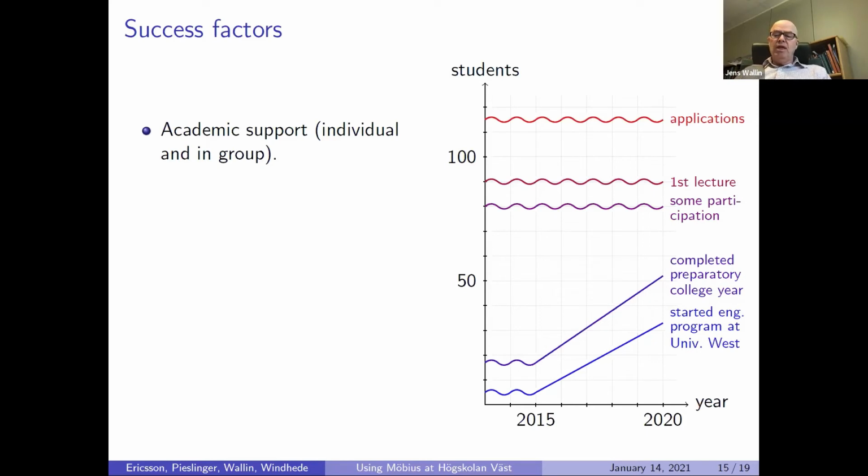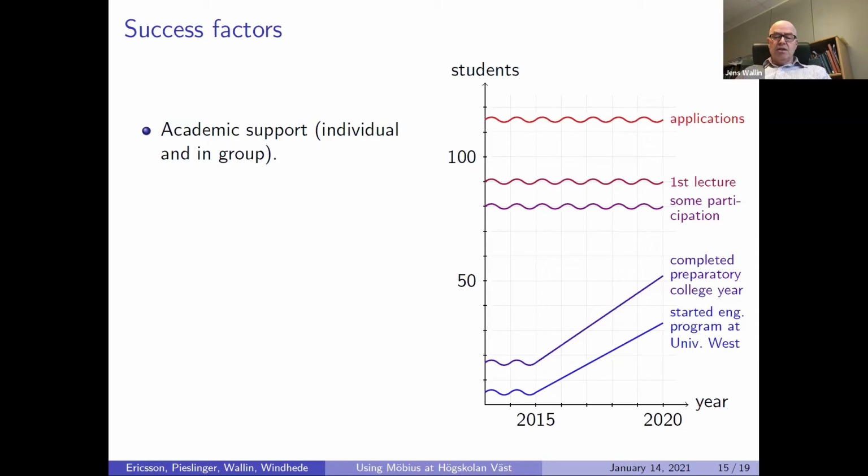Then within a couple of weeks, we are down to approximately 80 students, and that is mainly our starting position, just about the same every year. This loss is because those students start their education at another university that they have applied for. As you can see on the graph, we have significantly increased the rate of students that have completed the Preparatory College Year, that's one of the lines you see there, and started the engineering programs here at University West in Trollhättan.